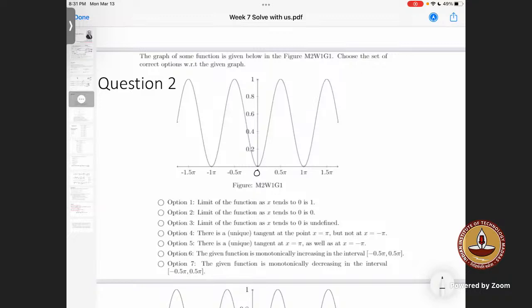Preet Patel, monotonically means in the same way. That means monotonically increasing or monotonically decreasing. It basically means it should preserve its order. If it is increasing, it should keep on increasing. It should not decrease and then increase. Such things should not happen. Okay, Vaishnavi.